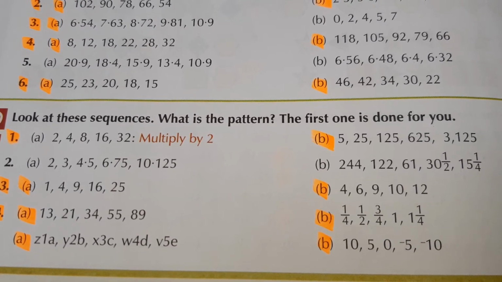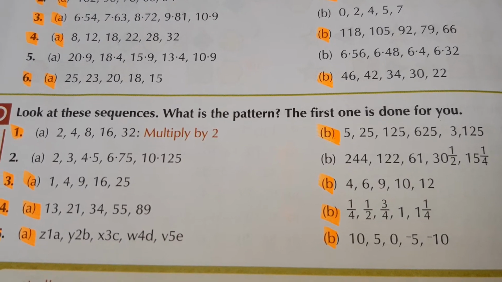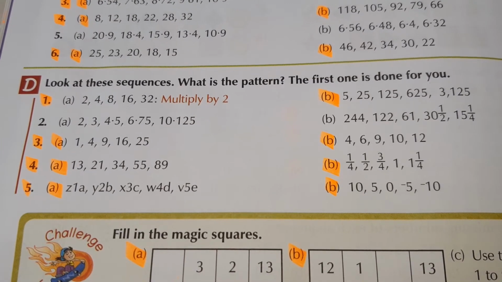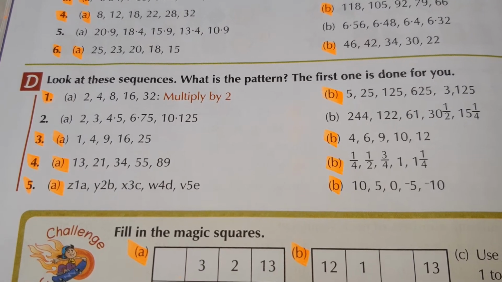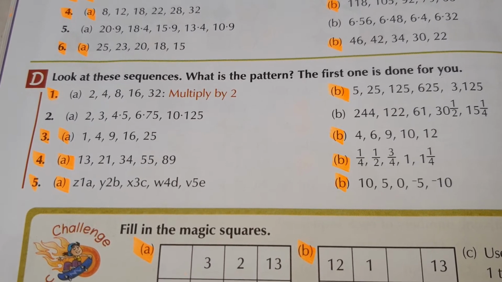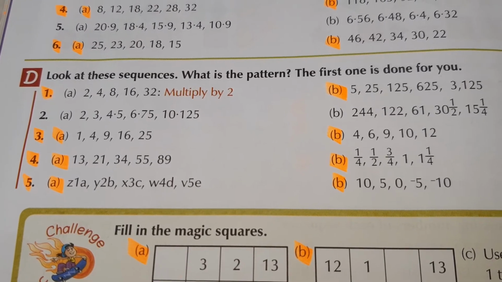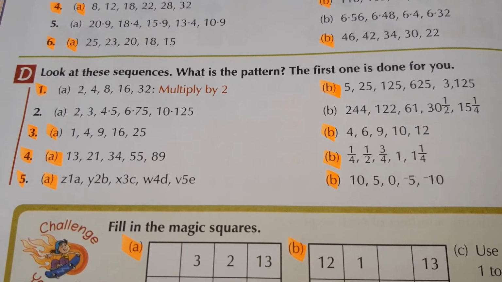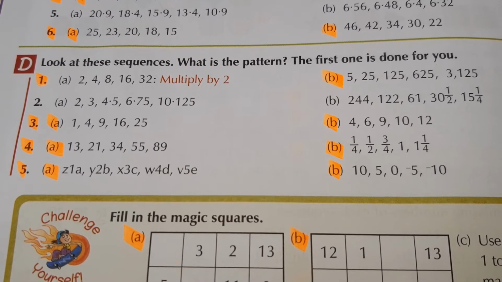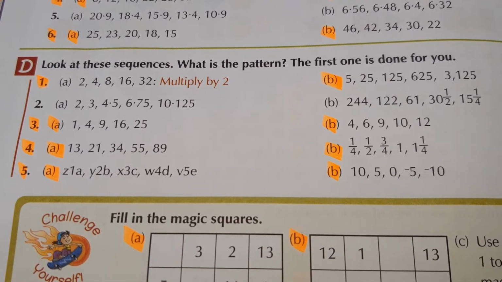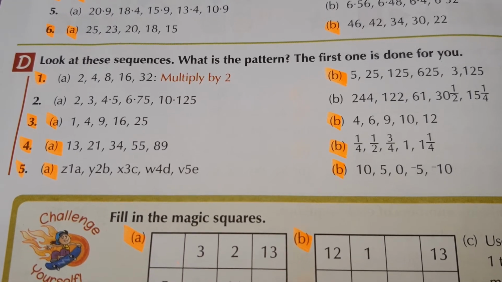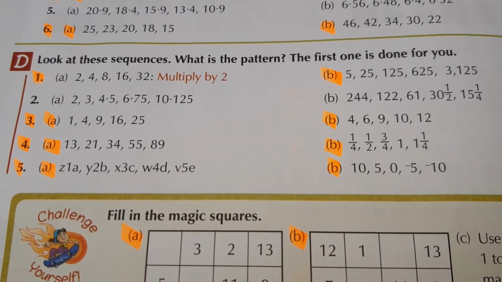And part D, the sequence is 1 is 1B multiplied by 5. So 3A there, you add 3, then 5, then 7, then 9. And B, add 1, then 2, then 3. 4A, add the previous 2 numbers to find the next number. 4B, you're adding a quarter each time. 5A, it's the first letter descending from Z. The second number is ascending or going up from 1. And then the second letter ascending from A. And 5B, you're subtracting 5 each time.